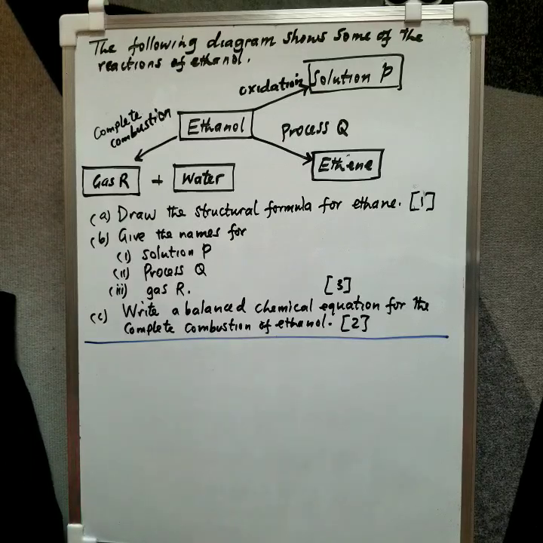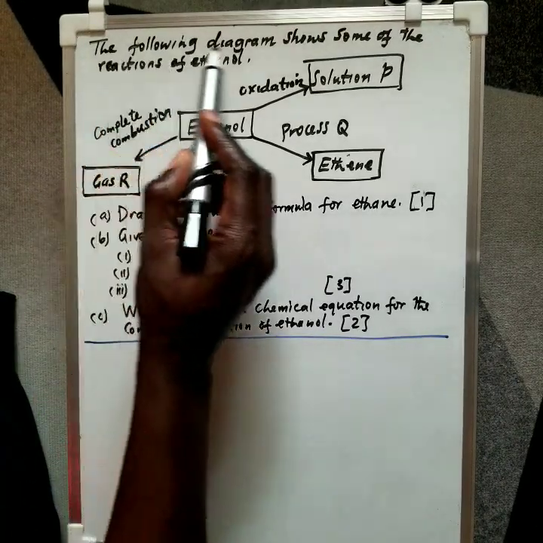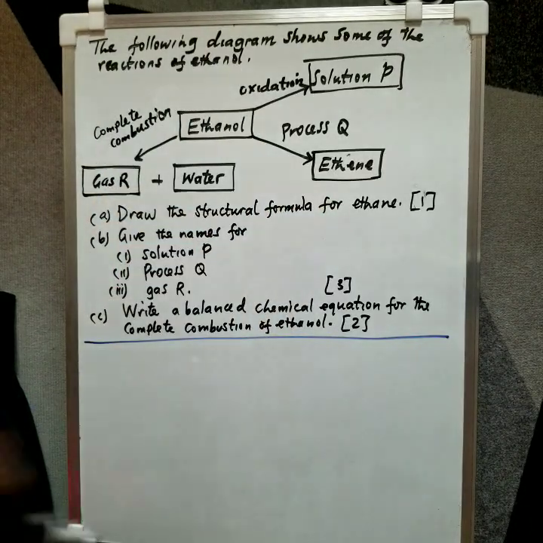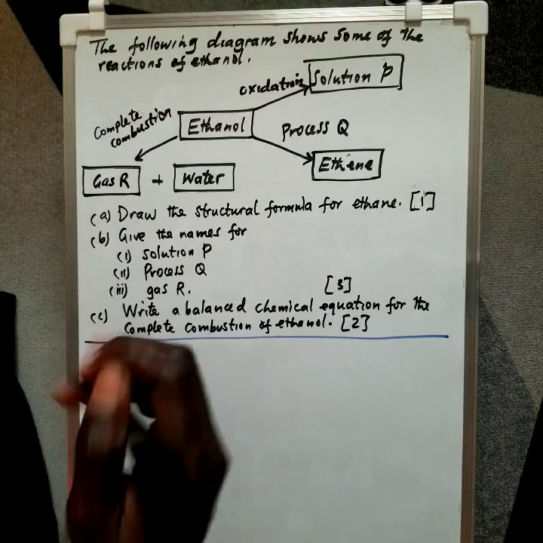So welcome to another segment as we try to look at a chemistry question. This is under organic chemistry. It says the following diagram shows some of the reactions of ethanol. So these are reactions of ethanol. You can see the flow chart that you have.